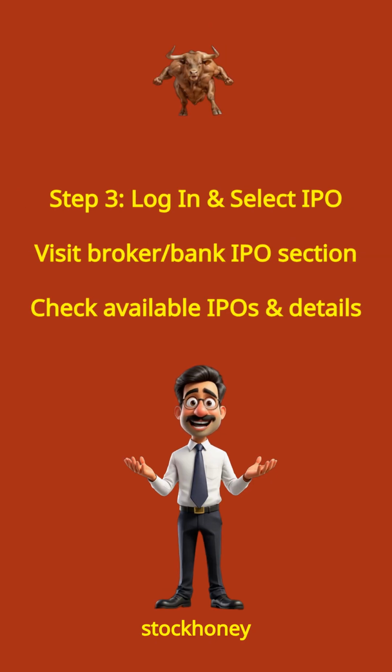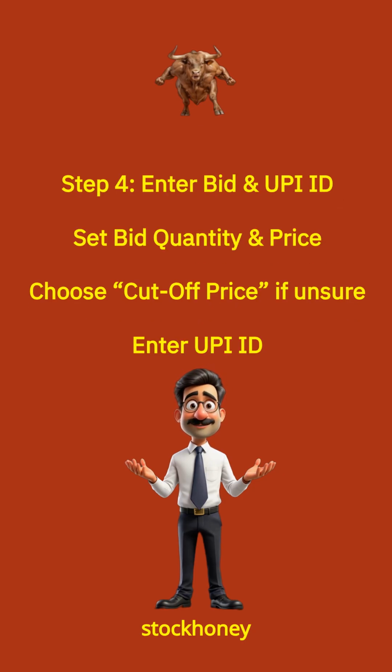Log in to your broker's app or bank portal, go to the IPO section, and check the list of available IPOs. Here, you'll find IPO company names, price bands, and IPO dates. Select the IPO you wish to apply for and enter details. First, enter the bid quantity. This is the number of shares you want to apply for. Then enter the bid price, the price at which you wish to buy shares, and then enter the UPI ID.